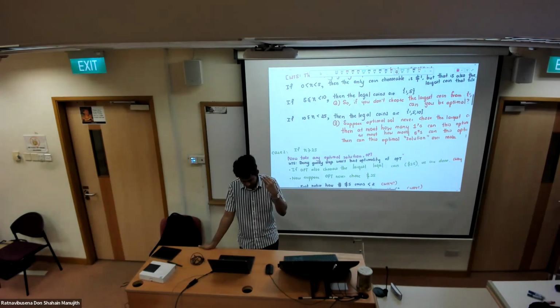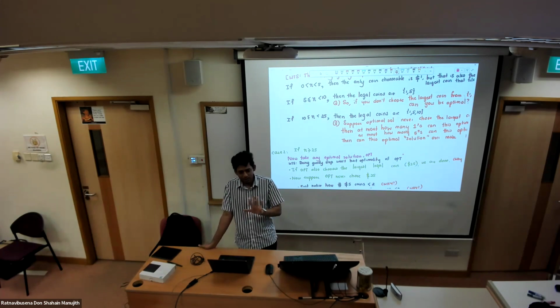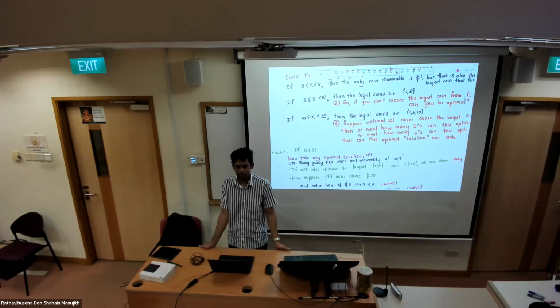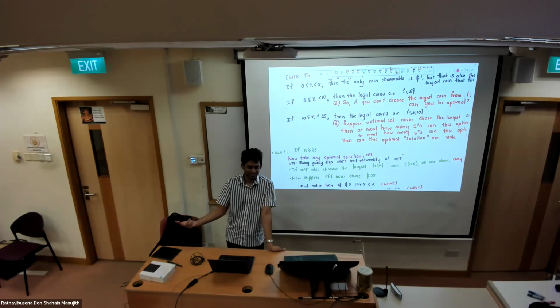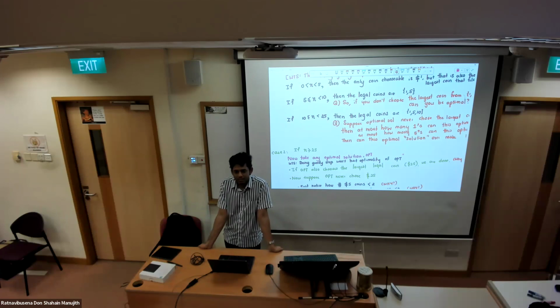So the number of 5 coins is 1, and the number of 10 coins is either 0 or 1, right? So what is the largest value you can make from the 5 and 10 coins? Or rather, can you give me a strict upper bound on the value that you can make using the 5 and 10 coins? Yes, 15. So 5 plus 10 is 15, but 15 is less than 25.